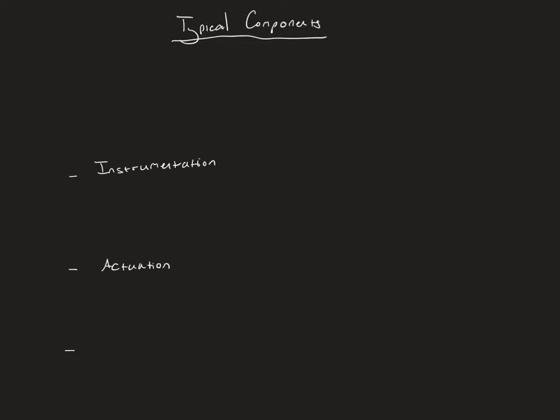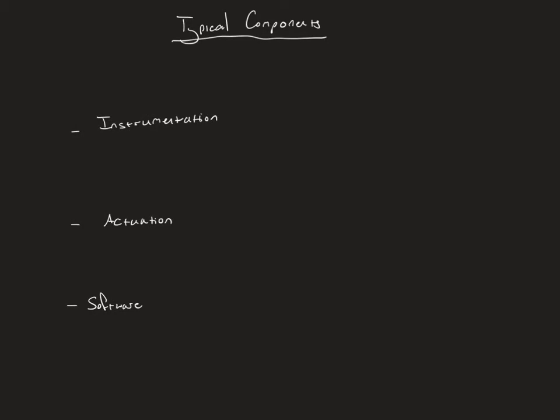Starting with instrumentation. Instrumentation is anything which provides an input to the PLC. So this could be many different things, but a couple of the most common would be magnetic sensors, inductive proxies, and various types of laser sensors.